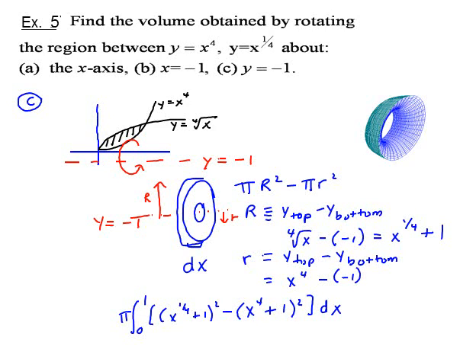Lastly, let's revolve that region about the horizontal line y equals -1. Slicing across that horizontal line gives us washers with horizontal thickness dx. Using what y equals at the top minus what y equals at the bottom to calculate the outer radius, we get x to the 1/4 minus -1. The inner radius is x to the 4th minus -1. Then the volume is pi times the integral from x equals 0 to x equals 1 of (x to the 1/4 plus 1) squared minus (x to the 4th plus 1) squared dx.